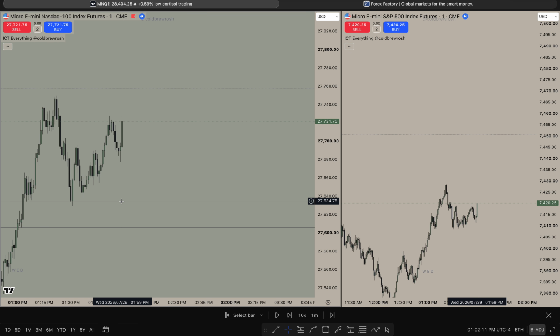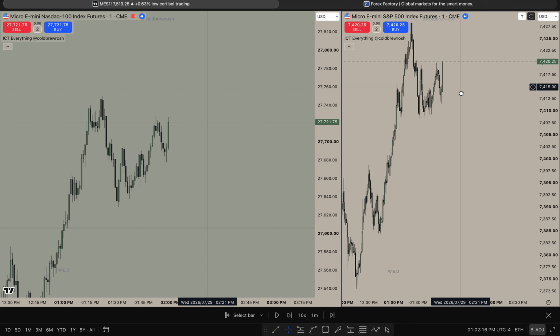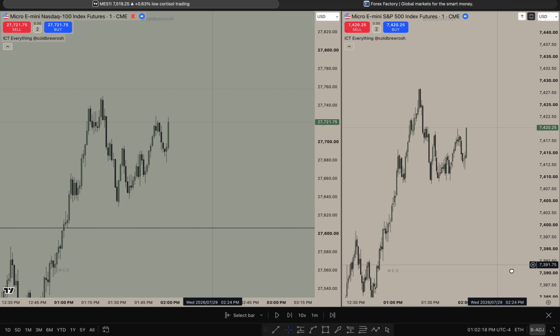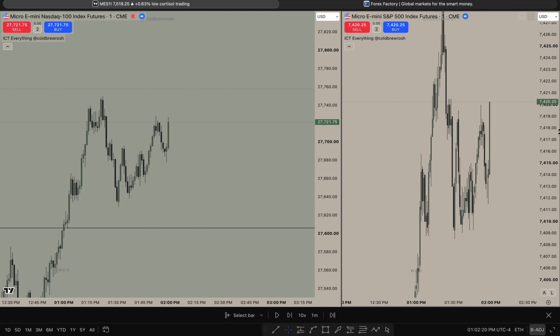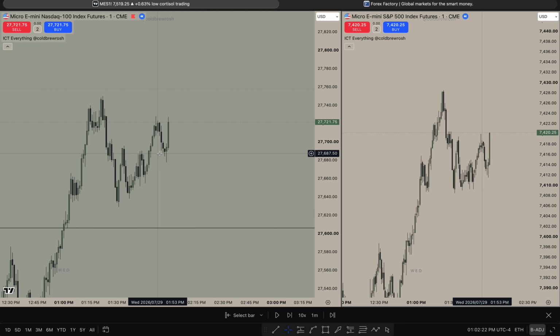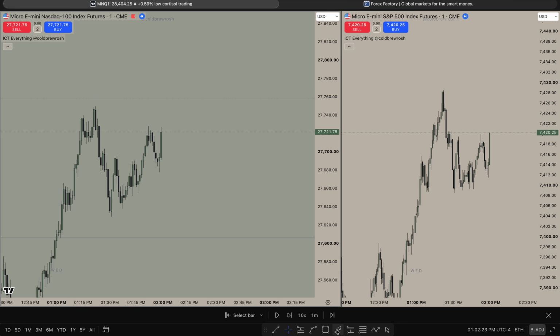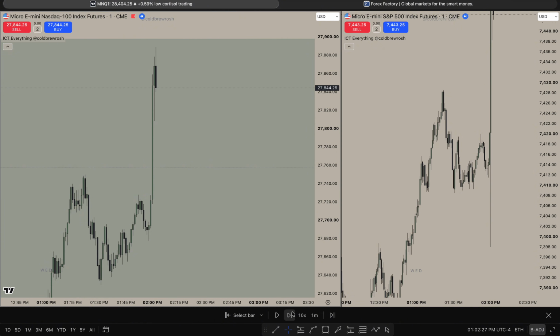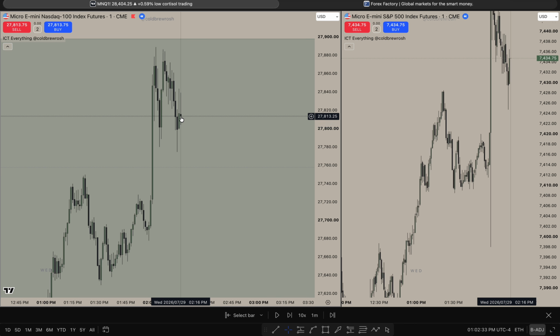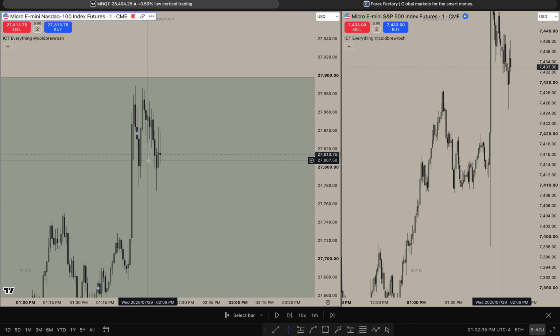I think this is the entry right here. I think, hold on. No, I didn't manipulate. Okay, no, that's not the entry. Or is it? No, I took it at 2:30. Yeah, this isn't the entry.